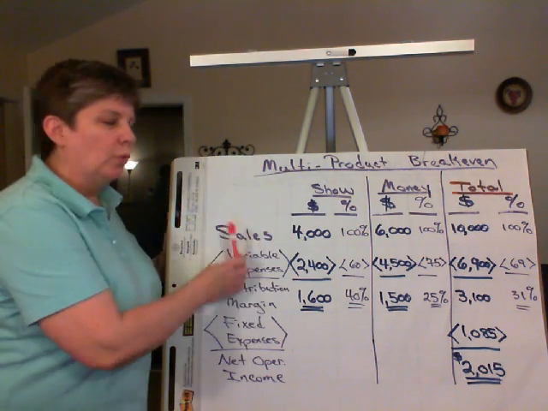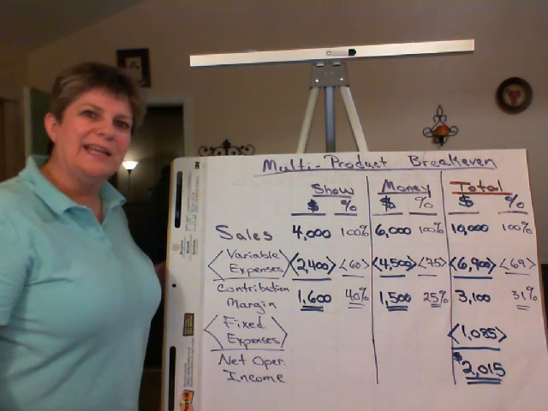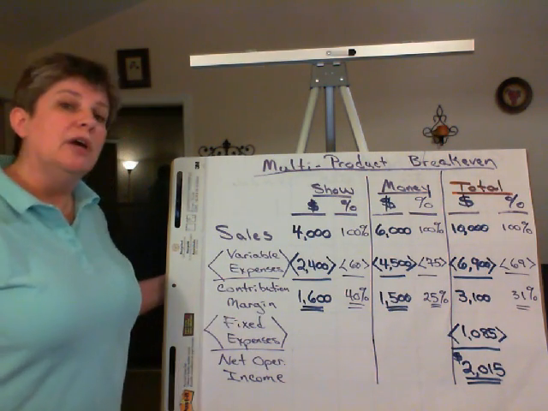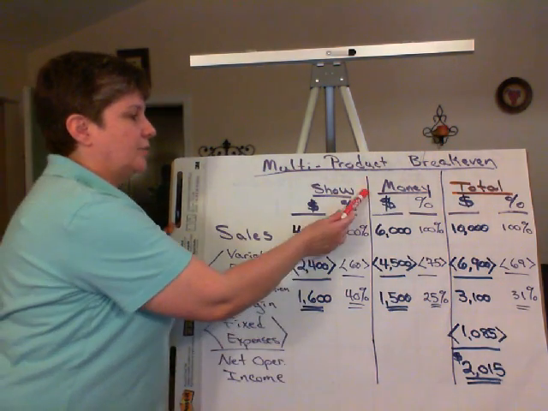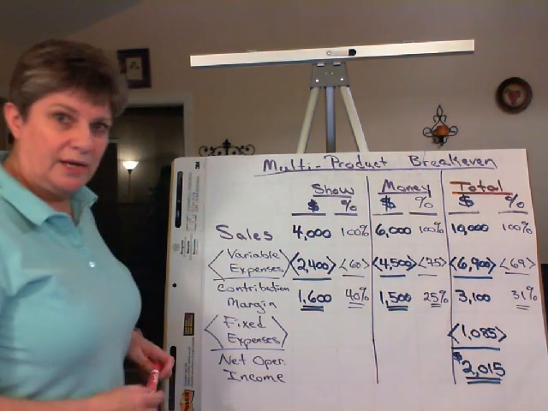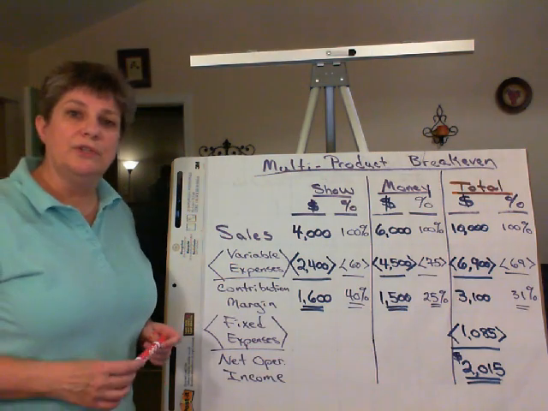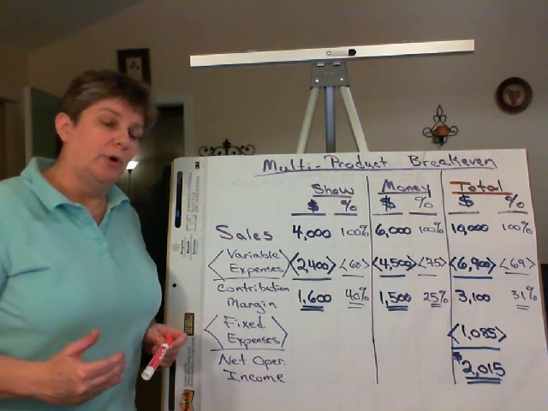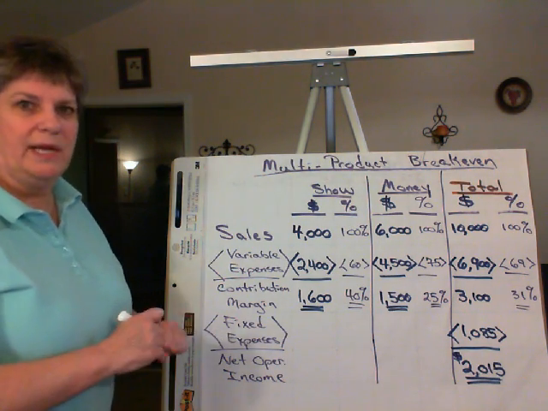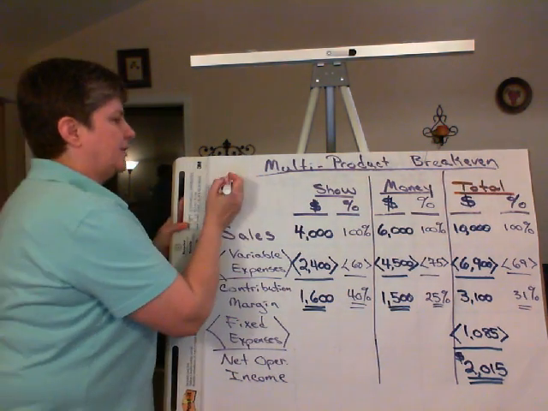In this example, what we're looking at here is a contribution margin income statement for a company that has two products, the show product and the money product. The first thing that we want to do when we have multiple products in a business is figure out what the sales mix is for that company. The sales mix.